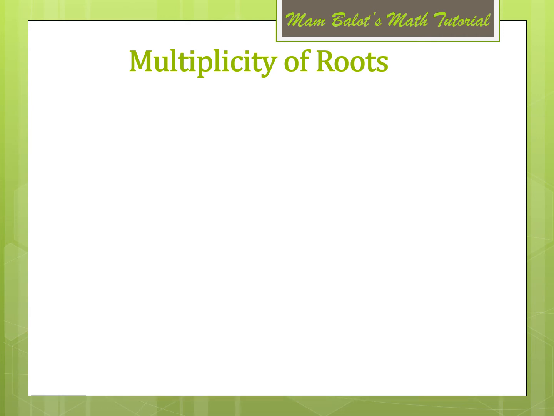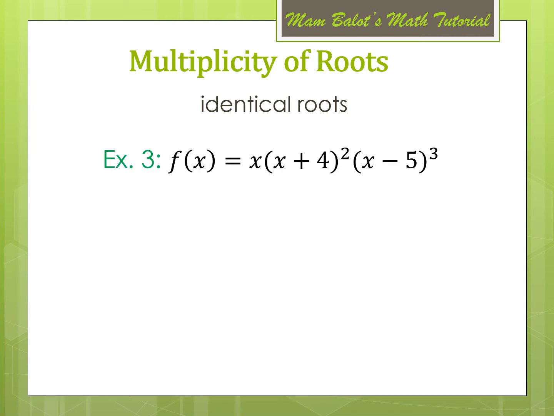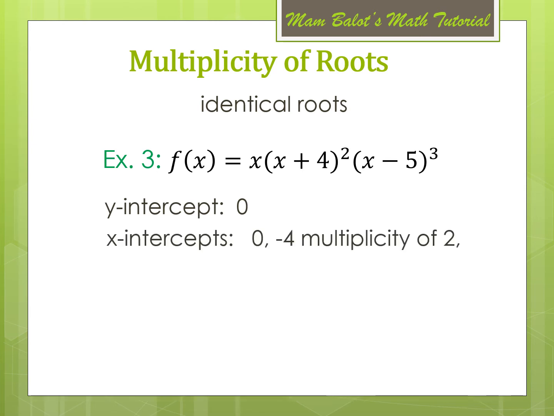This exists if we have identical roots. For example, if we have the function f of x is equal to x times x plus 4 squared times x minus 5 cubed, then y-intercept is equal to 0 and x-intercepts are 0, and then negative 4 multiplicity of 2, since the negative 4 root there has an exponent of 2 in our factors there highlighted in green, and 5 multiplicity of 3 since 5 has an exponent of 3.